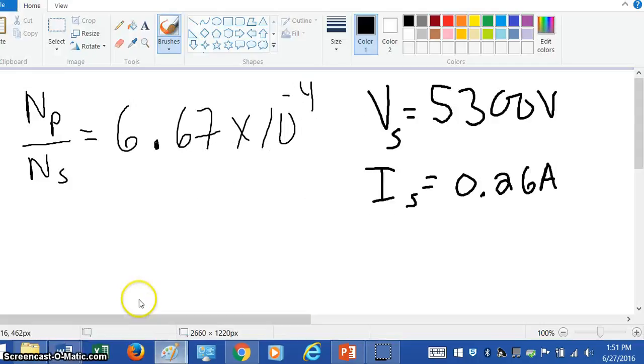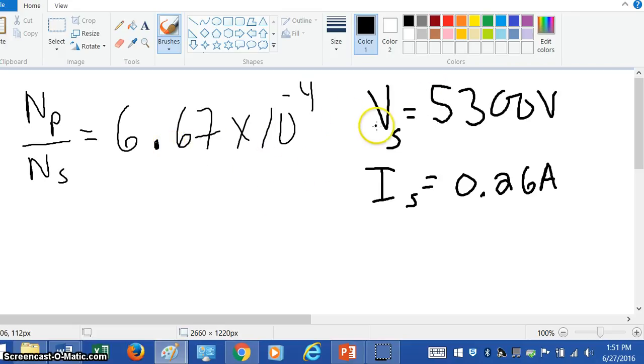Alright, so let's take a quick look at it. So this is what you do. Because the number of turns in the primary was first, you put that in the numerator, and the number of turns in the secondary was second. So the ratio of primary turns to secondary turns, the word "to" is division, right? So the number of turns in the primary to the number of turns in the secondary equals 6.67 times 10 to the minus fourth.